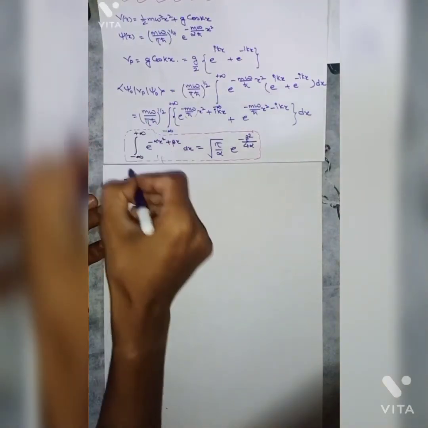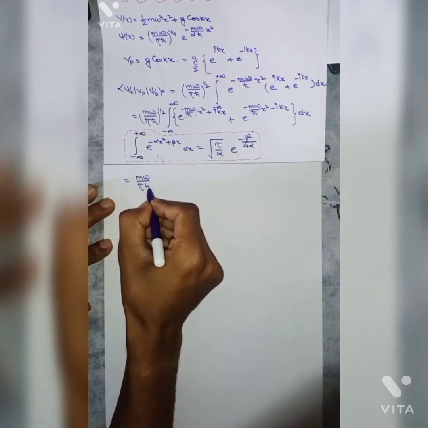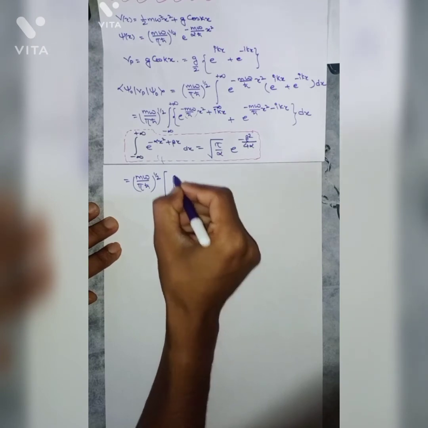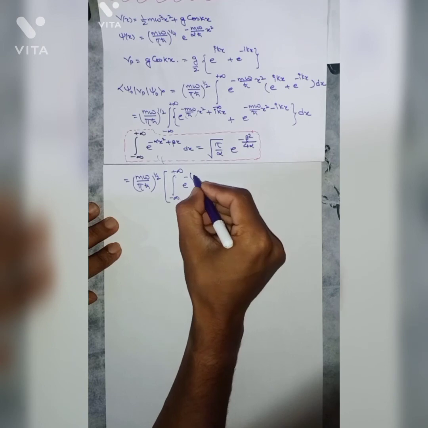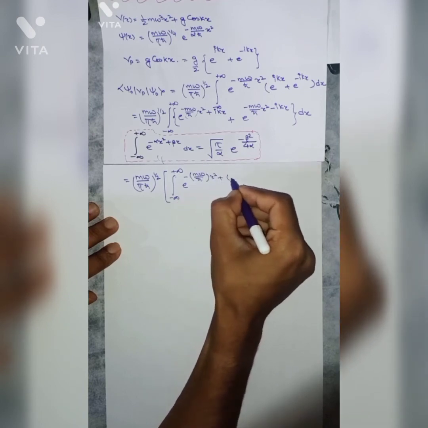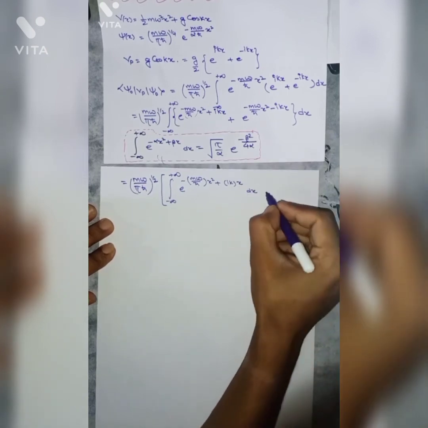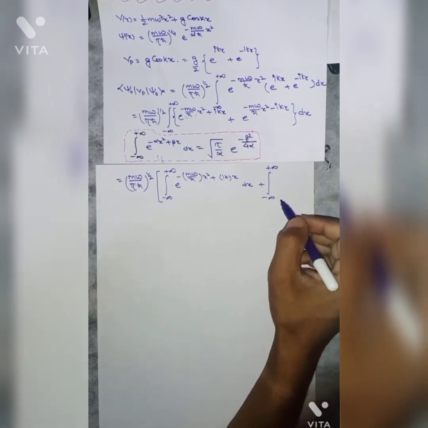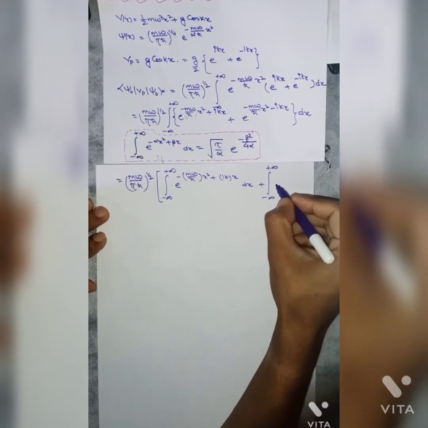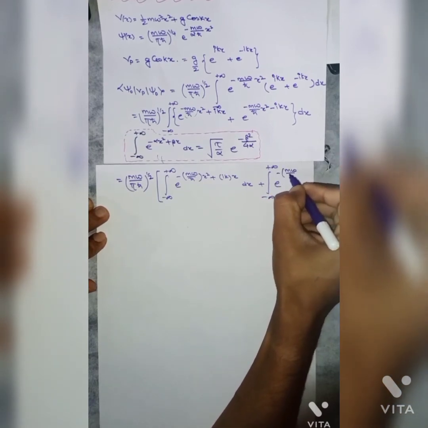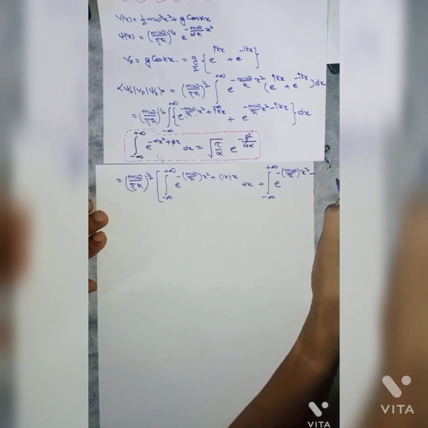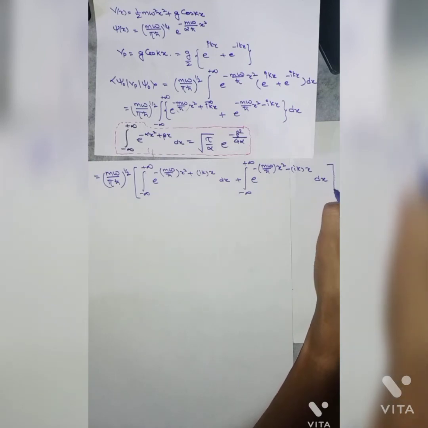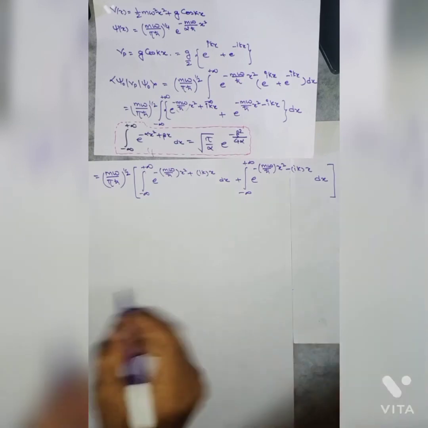Now this will be (mω/πħ)^(1/2). First of all, I'll distribute the integral from minus infinity to plus infinity of e to the power minus mω/ħ x squared plus ikx dx, plus the integral from minus infinity to plus infinity of e to the power minus mω/ħ x squared minus ikx dx, and the bracket is closed. Okay, now just apply the formula.